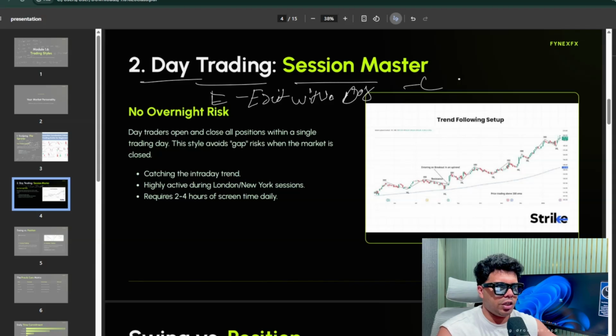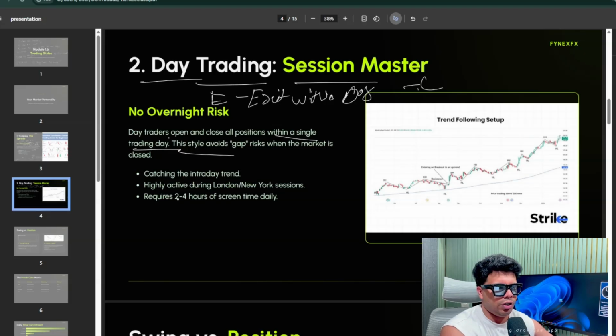So what do we mean by day trading? The day trader opens and closes positions within a single trading day. This style avoids gap risk when the market is closed. As a beginner trader, it's a better option to do day trading, and even better is swing trading.